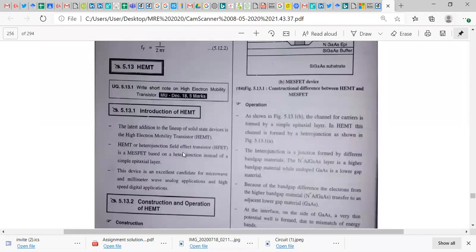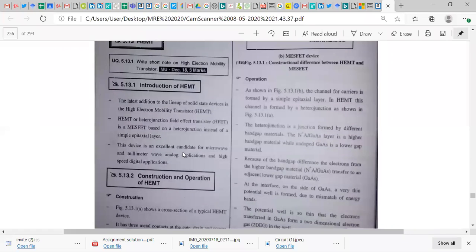Next is HEMT. The latest addition to the solid state devices is the high electron mobility transistor, HEMT, or heterojunction field effect transistor. It is a MOSFET based on a heterojunction instead of a simple epitaxial layer. It is also a type of MOSFET based on heterojunction.